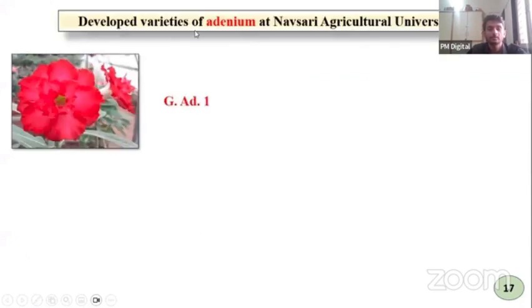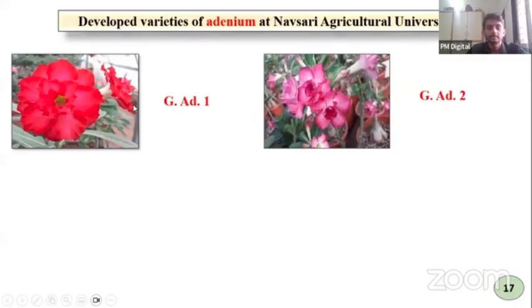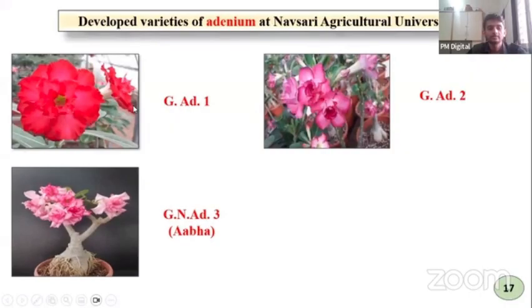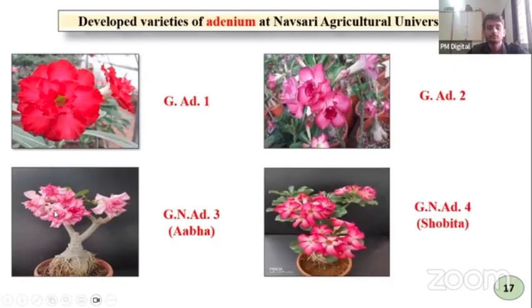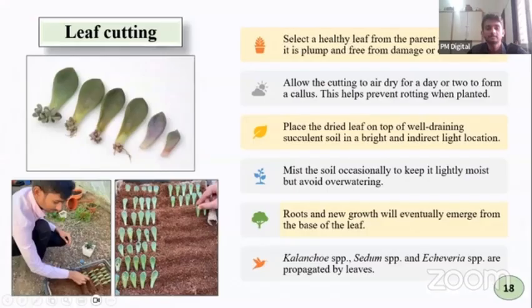Development of varieties of adenium at Navsari Agriculture University. As you see in this photograph, GAD1, then next is GAD2, third is GNAD3. It is also known as APA. You can see this profuse flowering. Then fourth is GNAD4. It is also known as Shobita. And the fifth variety is Shashank. It is a white flowered variety. It will be released next year.